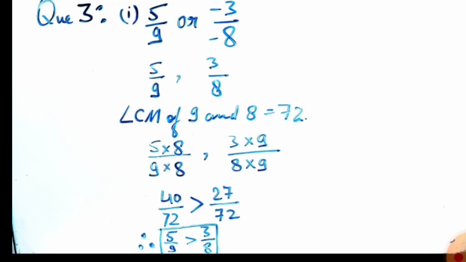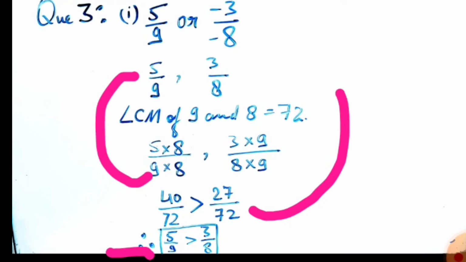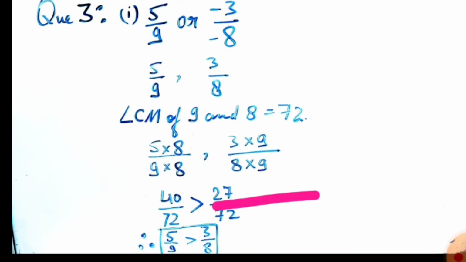Now we can compare easily. See, the denominators are equal now. We'll compare the numerators 40 and 27. So 40 is greater than 27. So 40 by 72 will be greater than 27 by 72. Now we'll write them in actual form. 40 by 72 was which one? In which form it was? 5 by 9. So we'll write here 5 by 9, like this. And 27 by 72 was in the form of 3 by 8. So we'll write here 3 by 8. So this is the required answer.